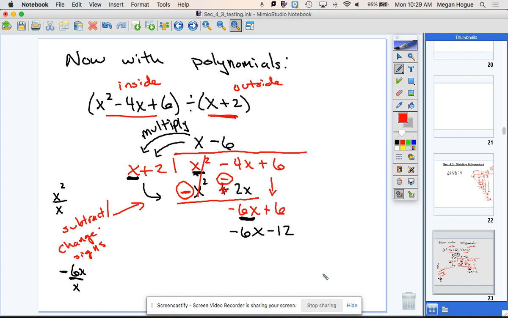Okay, so then you just make them both plus. So now I change the signs because I'm subtracting. So I change the sign. I like to circle it. You don't have to. I change the sign. All right, let's see what happens.